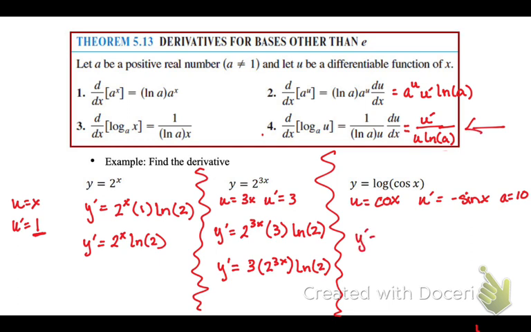So y prime equals u prime, negative sine of x, over u. Look how I wrote cosine of x, and you guys did not. Oh my god! Yeah, she wrote Cox. You did. Cox cable. Yep.